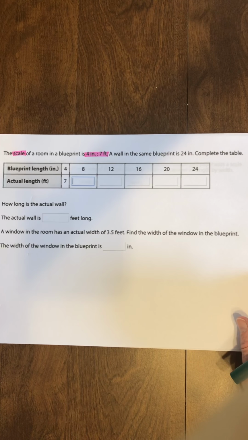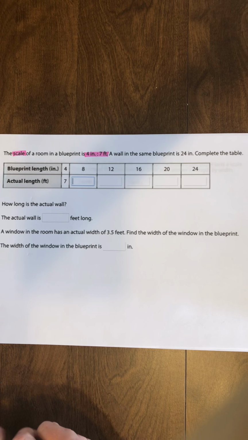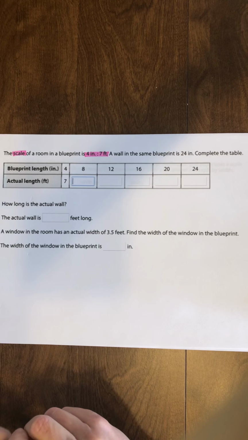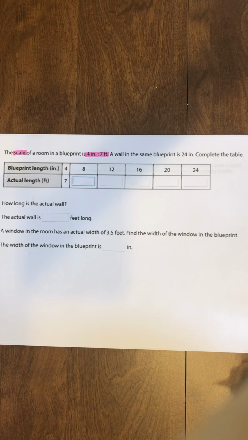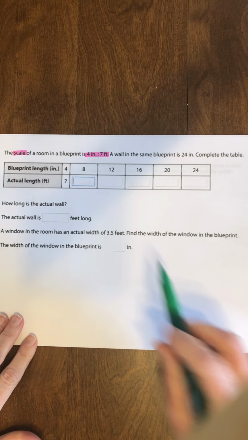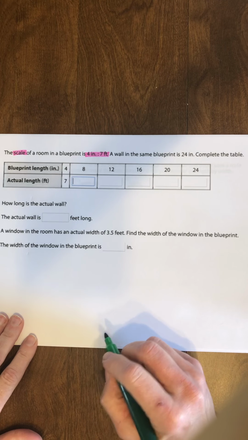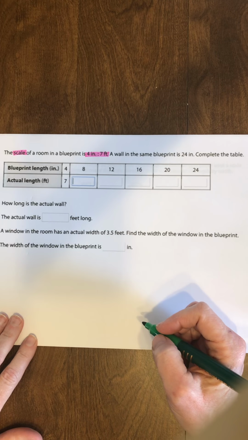Right, we're going to now look at some problems, some things that you're going to be trying on your own here in a little bit. And the first thing I have here says the scale of a room in a blueprint is 4 inches to 7 feet. And I highlighted that because that's going to be important information that we need to use for our problem. It says a wall in the same blueprint is 24 inches. We need to complete the table.